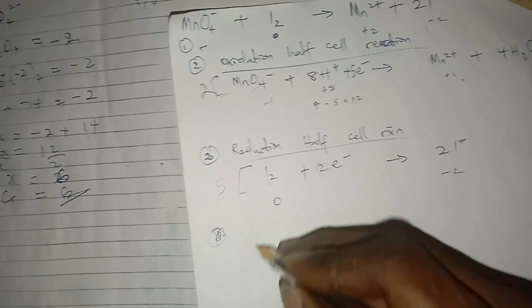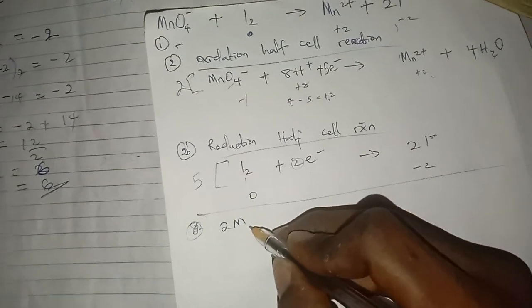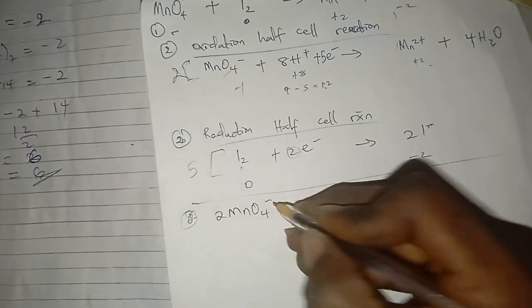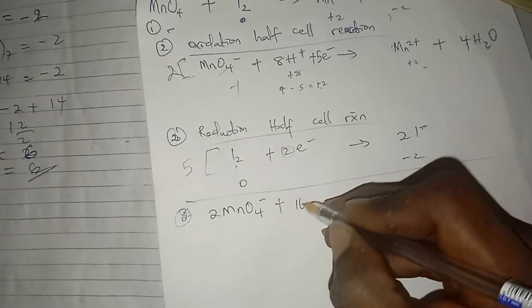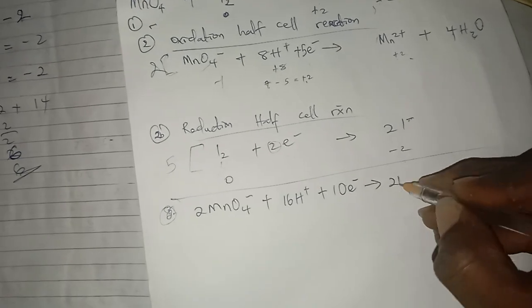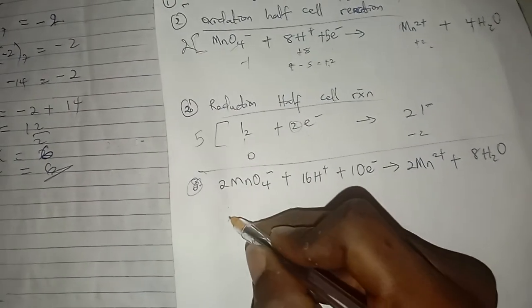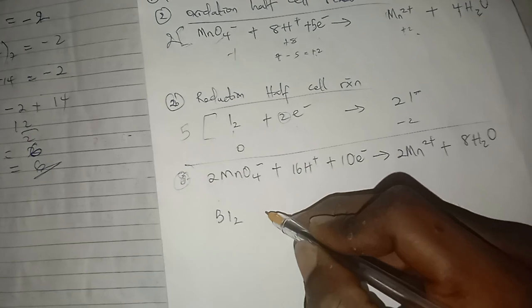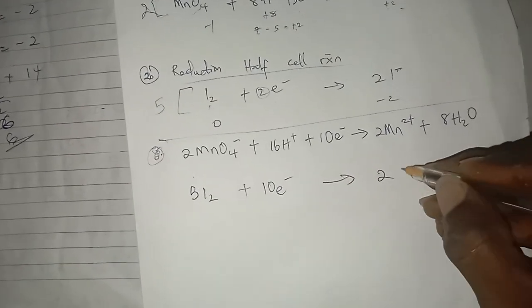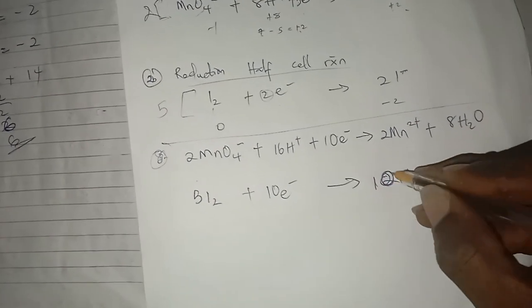So that's rule 6. Rule 6, I'm doing it here. So I'm now going to be having 2 Mn. So rule 6 is what I applied. I'm not writing it up. So I now have 2 MnO4 minus plus 16H plus 10e minus gives 2Mn2 plus 8H2O. Now if I do this one, I'll have 5I2, that is 5 iodine plus 10 electrons, then 5 times 2, 10 iodide ions.